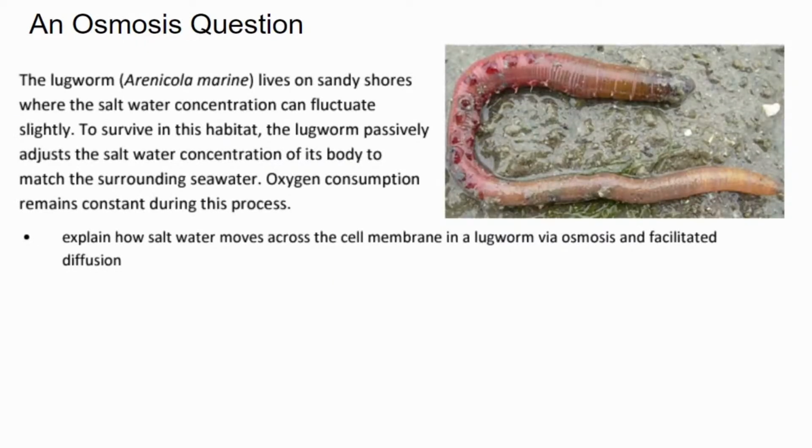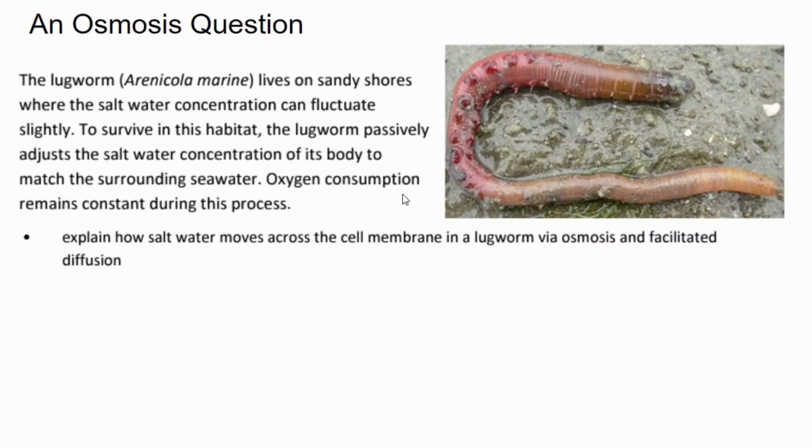So here is a wee question from a past exam paper, which references osmosis. Our lugworm is a marine creature. It lives on sandy shores, and it is subject to changes in salt water concentration. Just with the tides, sometimes the salt water will be more salty than others. To survive in this habitat, the lugworm will passively adjust the salt water concentration of its body so that it matches the surrounding seawater.